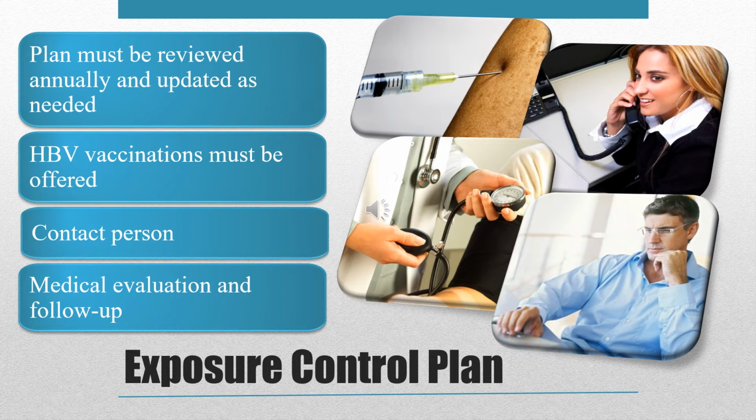and must have the following elements: documentation of the route of exposure and circumstances surrounding the exposure, identification and documentation of the source individual. North Carolina requires that the source individual be tested unless the individual is already known to be positive for HIV or HBV. Results of the test are to be provided to the employee, but the employee must be made aware of the confidential requirements regarding this information.